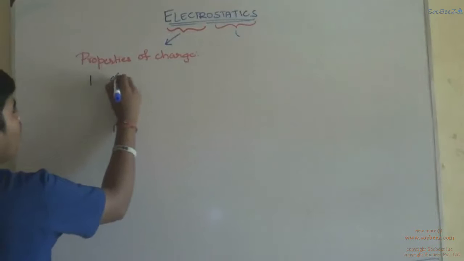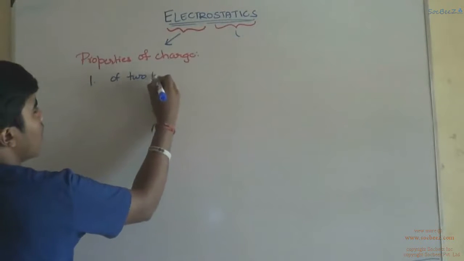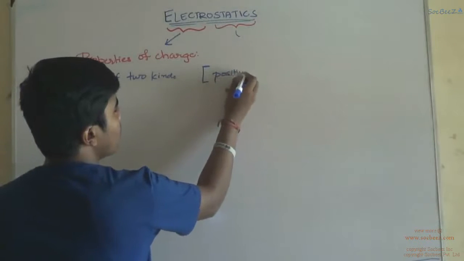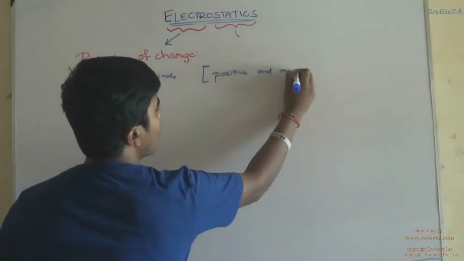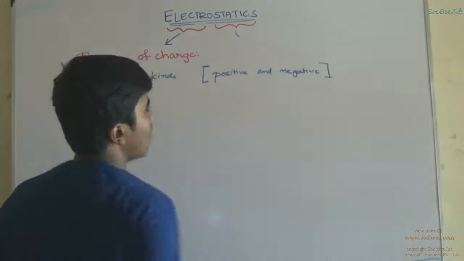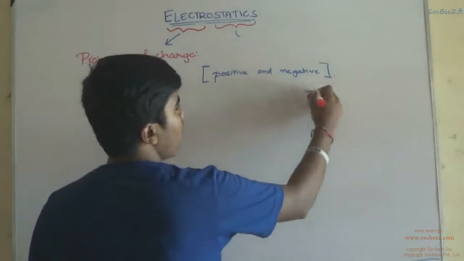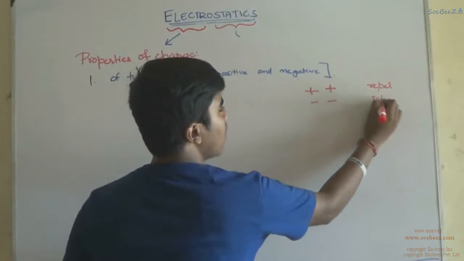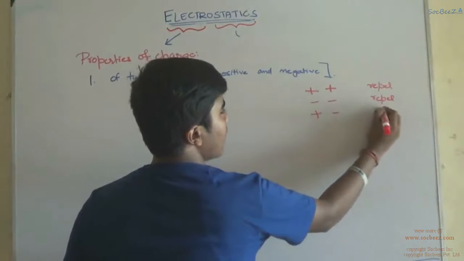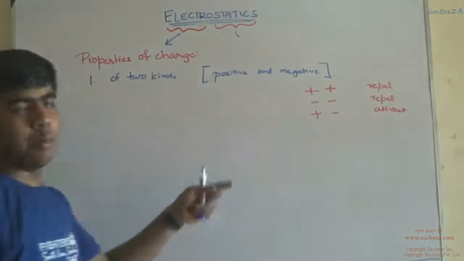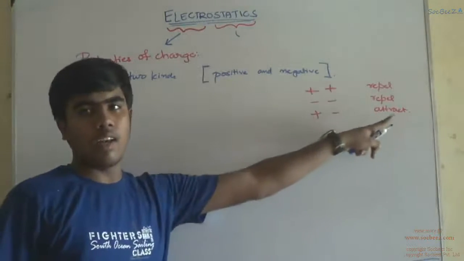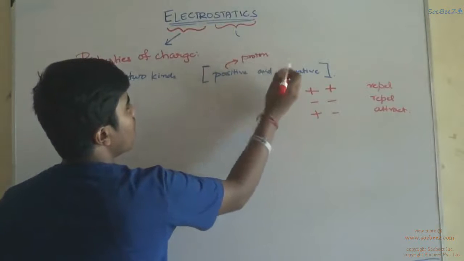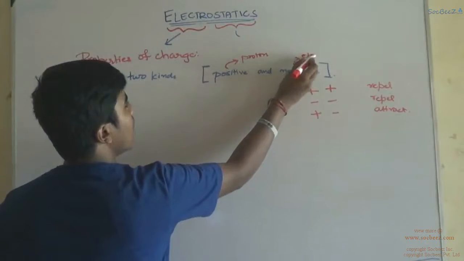So now, what are the properties of charges? First one, charges are of two kinds: positive and negative. A positive charge and a positive charge repel, a negative charge and a negative charge repel, positive and negative attract. Now the previous statement meant this: like charges repel and unlike charges attract each other. The example for a positive charge is a proton and for a negative charge is an electron.